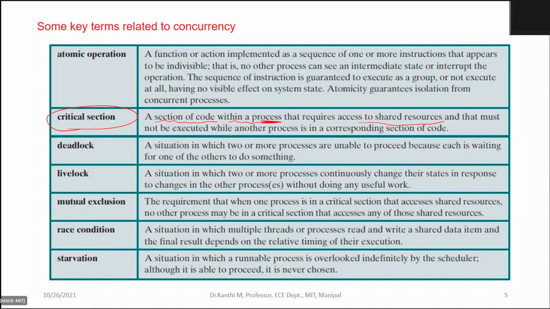For example, you have some memory area, which is code that needs to be used by two or more than two processes. That section of the code you call a critical section.